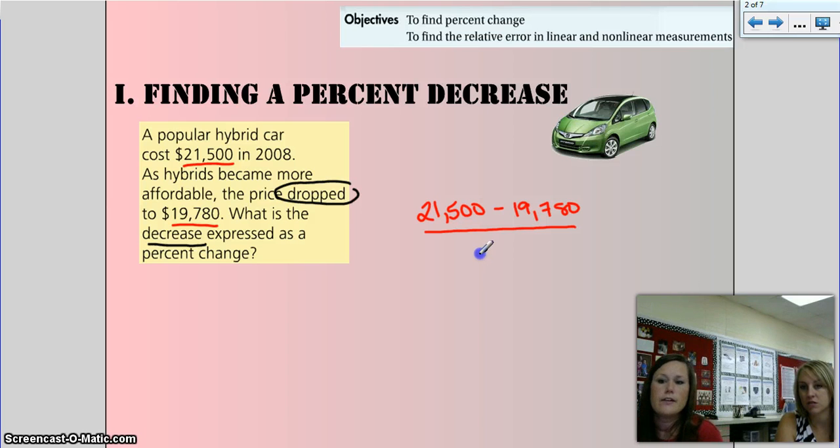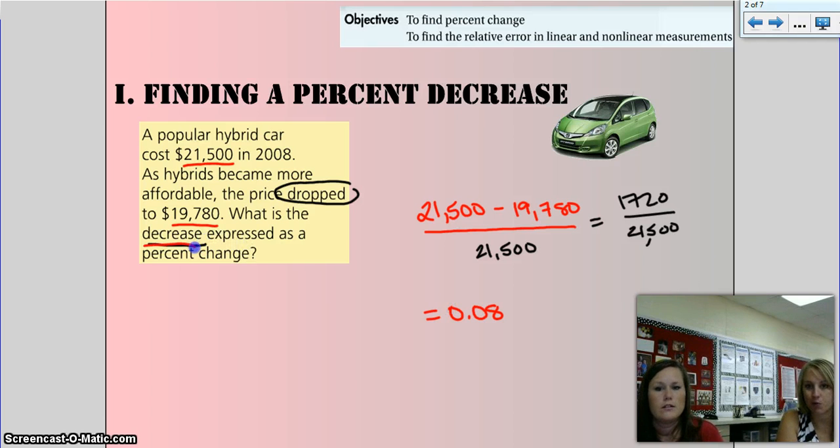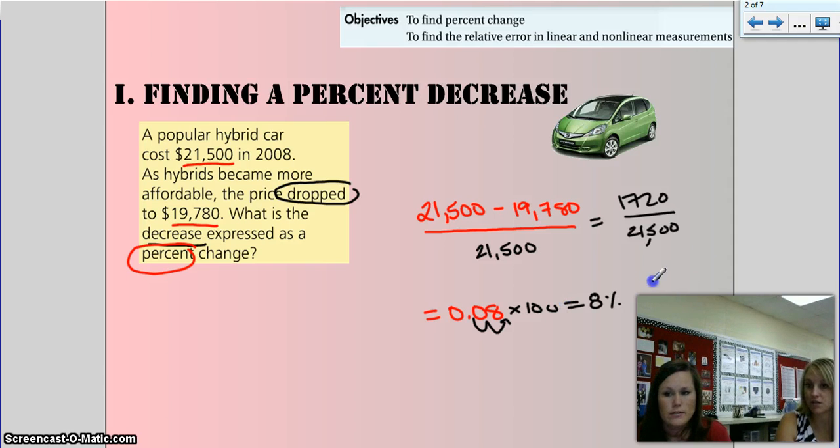Okay, so the numerator is 1720. The denominator is 21,500. 1720 divided by 21,500. We lost our little calculator tool somehow. I got 0.08. But the question said percent, so times by 100, or move the decimal two places to the right. 8%. So this is an 8% decrease. You need to write decrease.